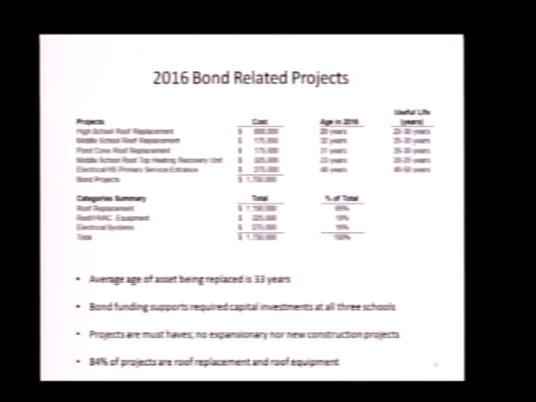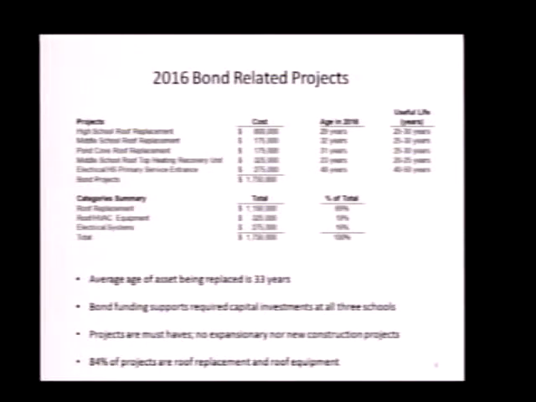In summary, by category, roof replacement is approximately 65% of the request. Roof or HVAC equipment is 19%. The electrical systems are 16%. And if you look at it, the average asset being replaced is 33 years. As we mentioned, the bond funding would support required capital investments at all three schools.